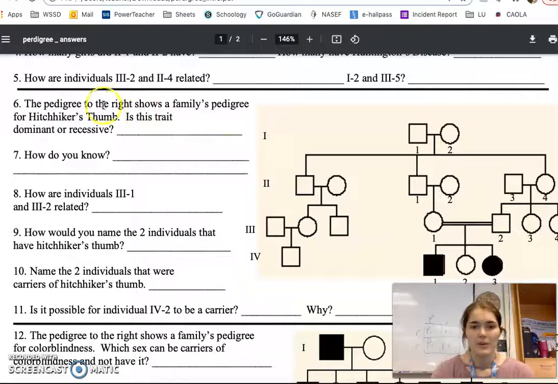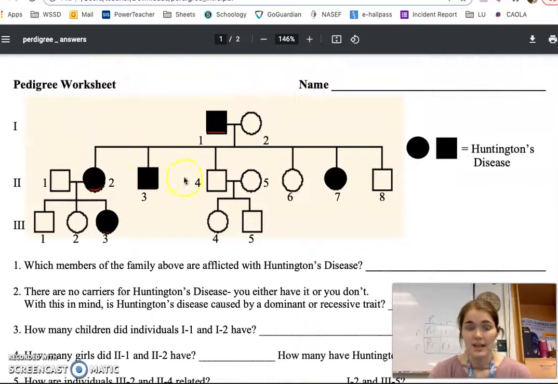Hitchhiker's thumb. So 2 parents without hitchhiker's thumb have kids. It's not shown in the parents, but it pops up later. That means it is recessive. If it's not in the parents but can show up in the kids, it's recessive. If it's in the parents and shows up in the kids, it is more dominant.